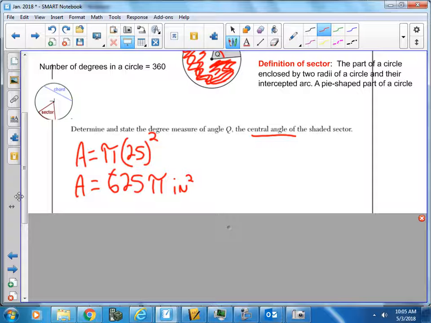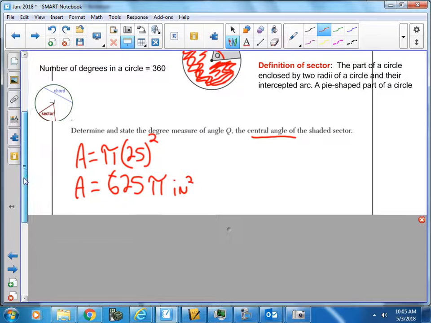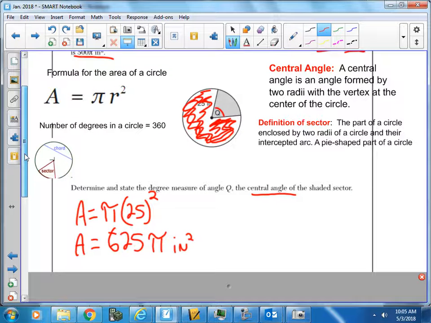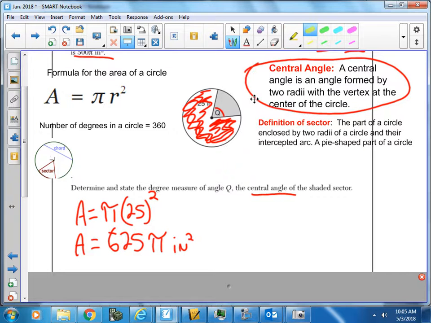And we need to find the measure of angle Q. So again, the angle Q is a central angle. That's a central angle here, and I'll just highlight it for us. A central angle is formed by two radii, with a vertex being at the center of the circle. So that's obviously what we have here. We have a central angle, right?